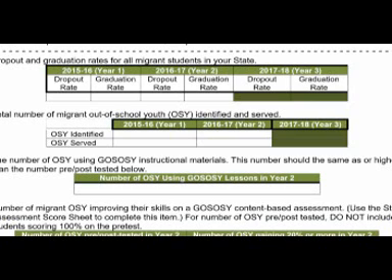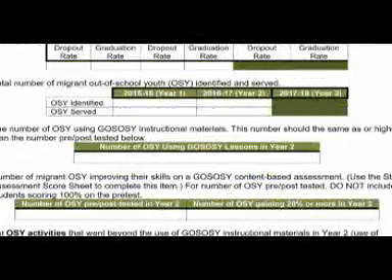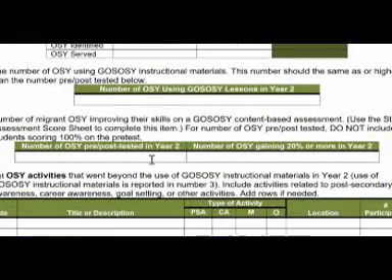So to recap, go ahead and fill out 15-16. If you have it, fill in the 16-17. And if not, we understand. Okay, so 1 and 2, dropout and graduation rates for just migrant students. Number 2, total number of migrant out-of-school youth identified and served. Questions on those 2 pieces?